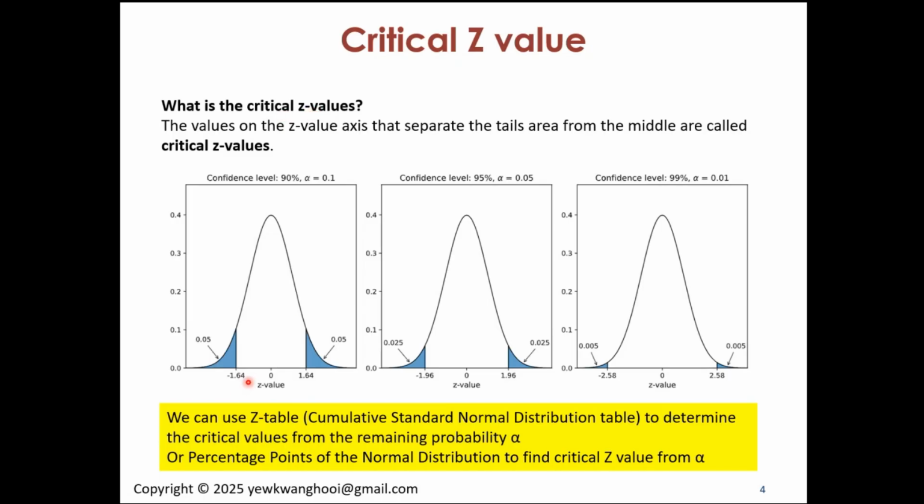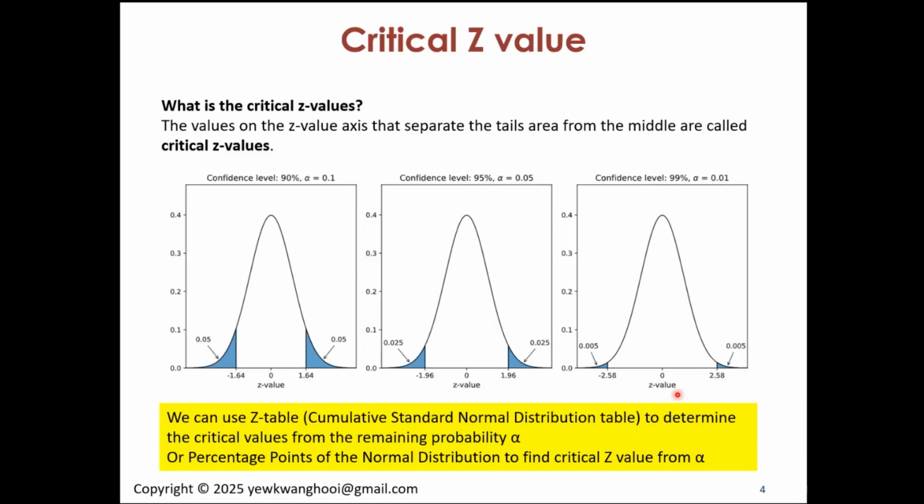The critical value, you see in the first chart, the critical Z value is the lower bound and the upper bound, negative 1.64 up to 1.64. This is the critical value. Okay, let's look at the second graph. 1.96, negative 1.96 and 1.96. This is the critical value for the second graph. And then the third graph, the critical values are negative 2.58 and 2.58. Okay?